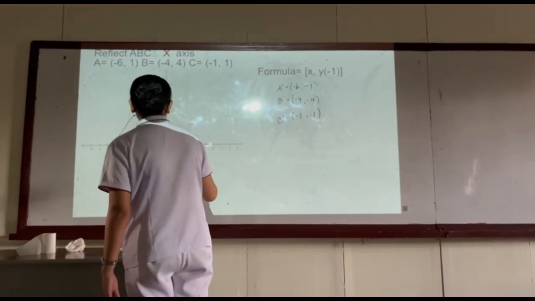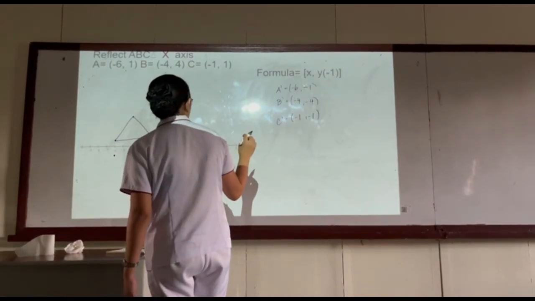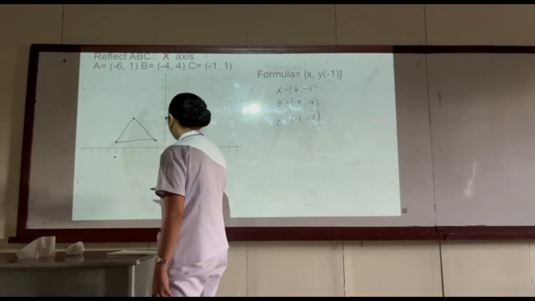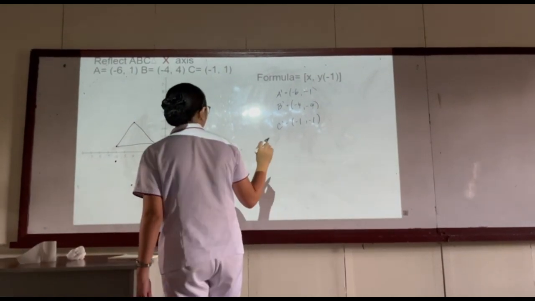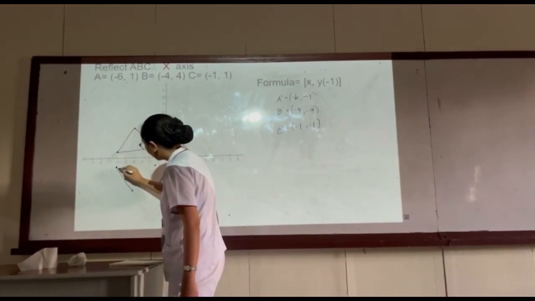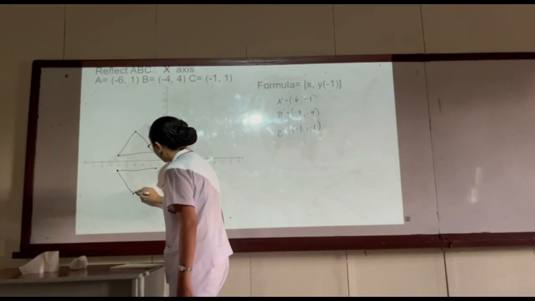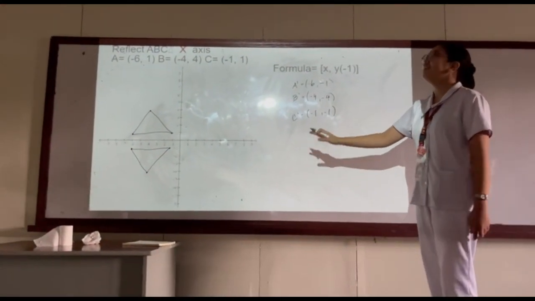For A, we have negative 6 and negative 1. For B, we have negative 4 and negative 4. And for C, we have negative 1 and negative 1. So that's our image now.